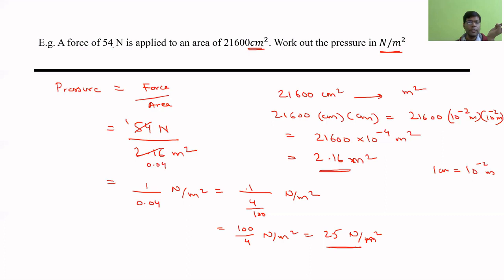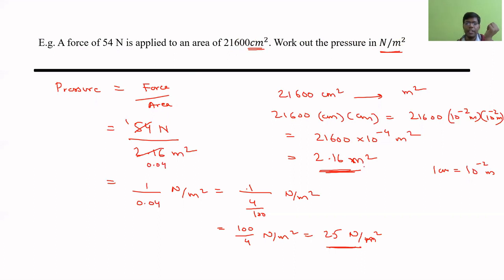The force was given and the area was given. This force by area we didn't directly multiply because we wanted the pressure in terms of newtons per meter square. That's why first of all we converted the area in centimeter square to area in meter square. That's what we have done over here. So this many centimeter square is nothing but 2.16 meter square.